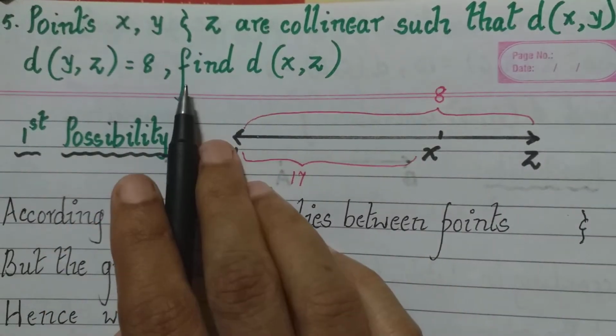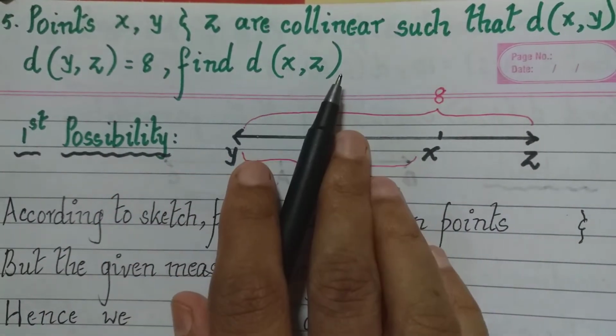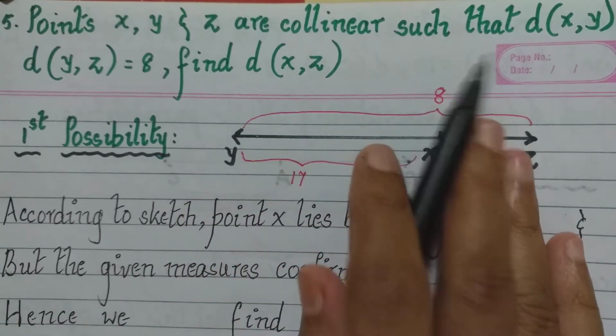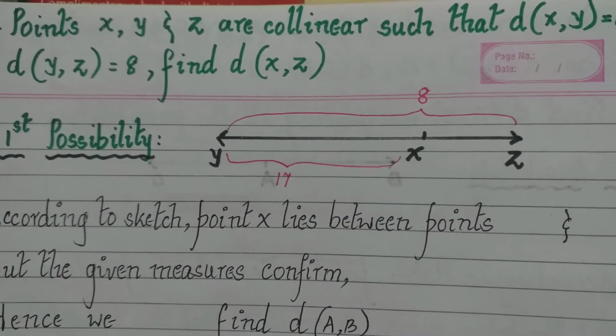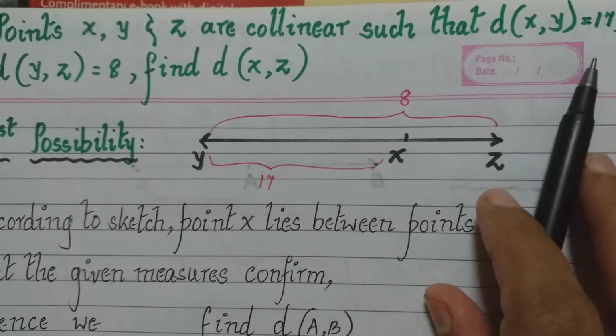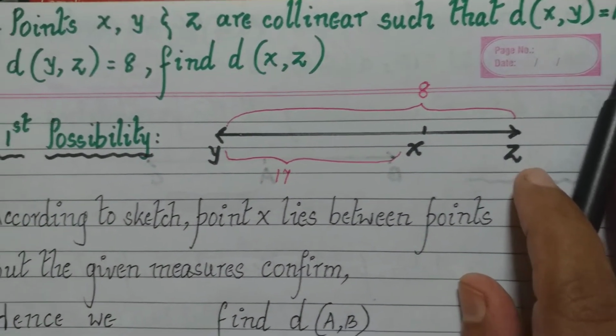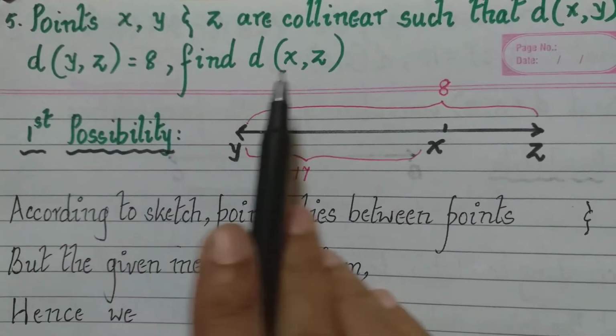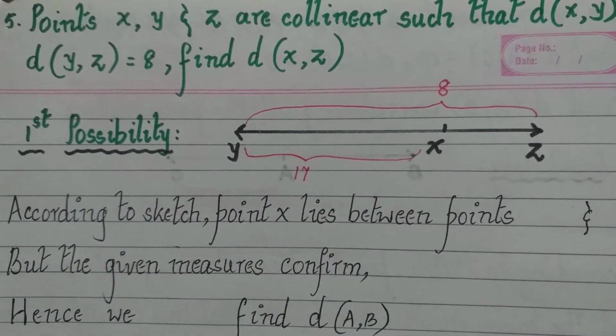Fifth question, points x, y and z are collinear. Collinear means all these 3 points lie on the same line such that the distance between the points x and y is equal to 17. Distance between the points y and z is 8. Find the distance between x and z.